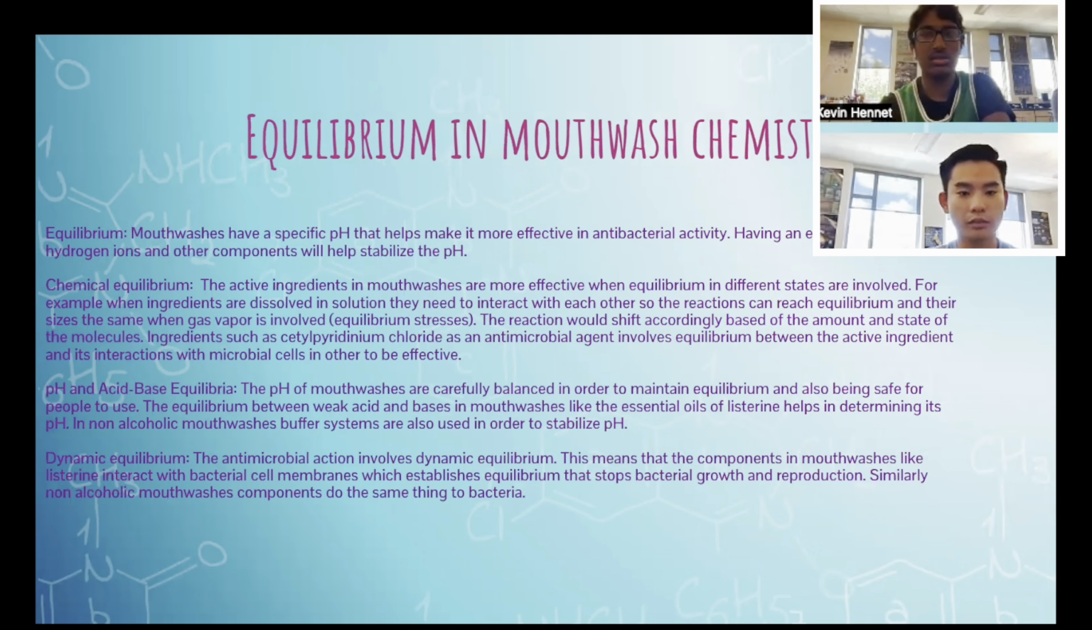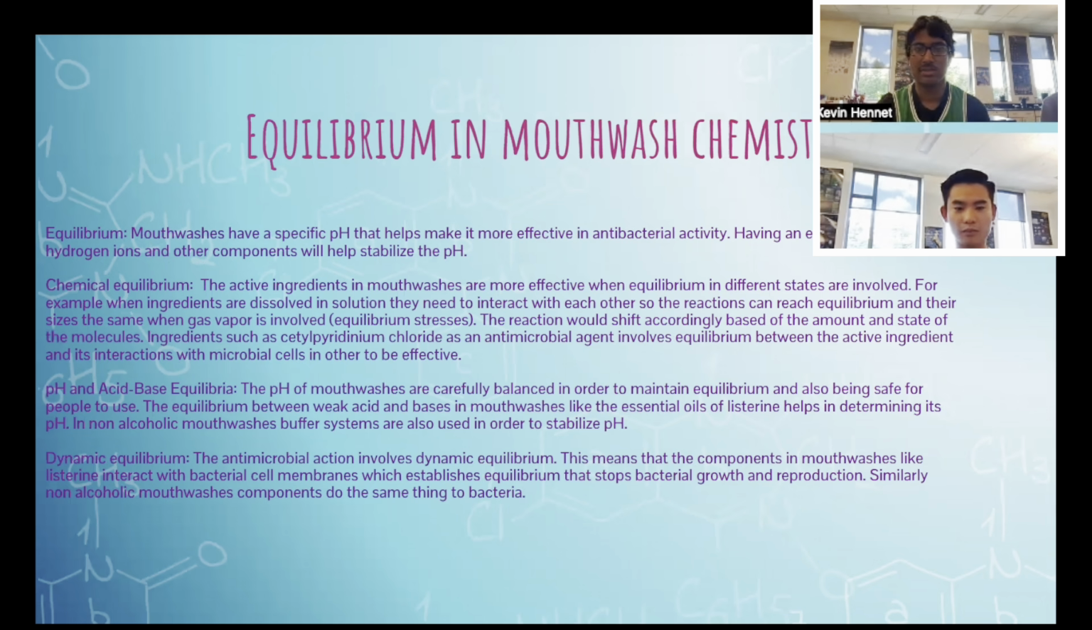Mouthwash chemistry can also be used in equilibrium. Mouthwashes have a specific pH which makes them more effective for antibacterial activity, and having an equilibrium between hydrogen ions and other components matters. The pH is carefully balanced to maintain equilibrium, and then there's also dynamic equilibrium as well.